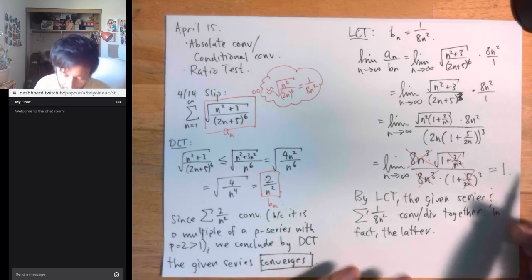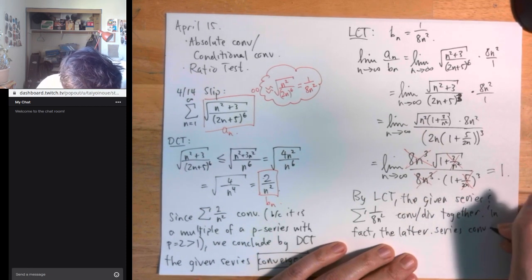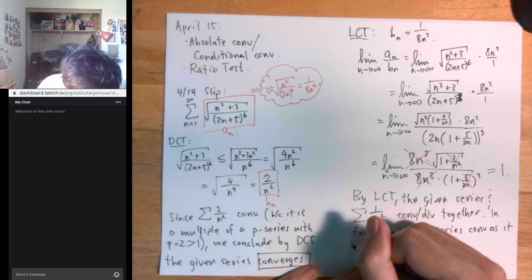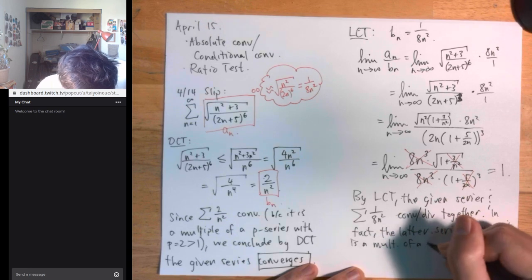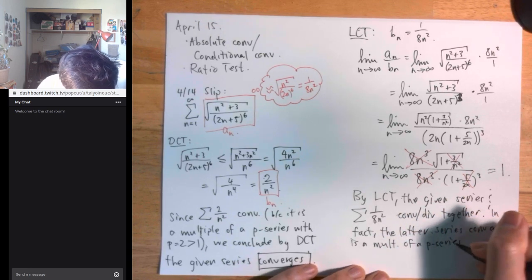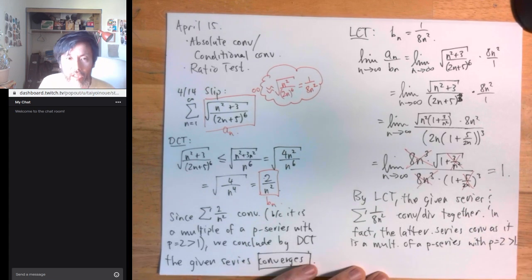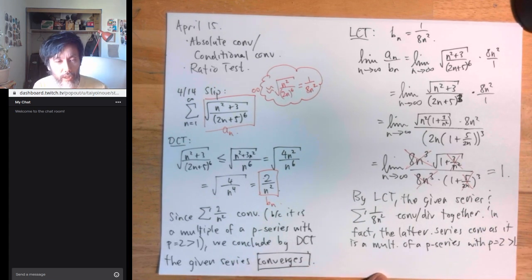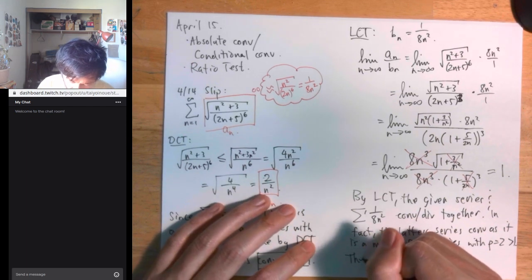The latter series converges as it is a multiple of a p series with p equal to 2, which is greater than 1, thus guaranteeing convergence. Right? You need to have that p series result in there and be able to use that at any moment. Okay? Therefore, the series converges.